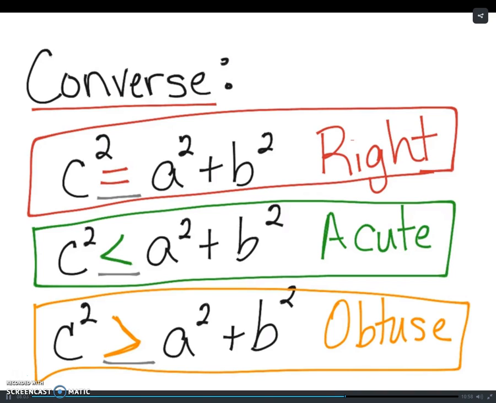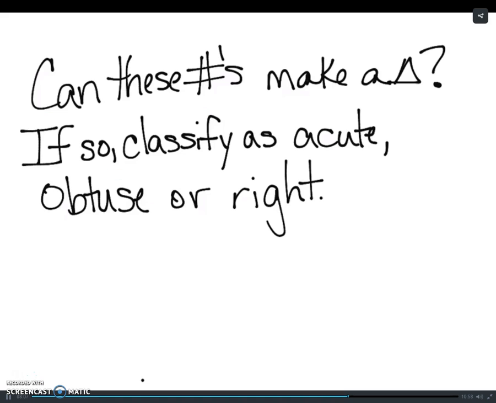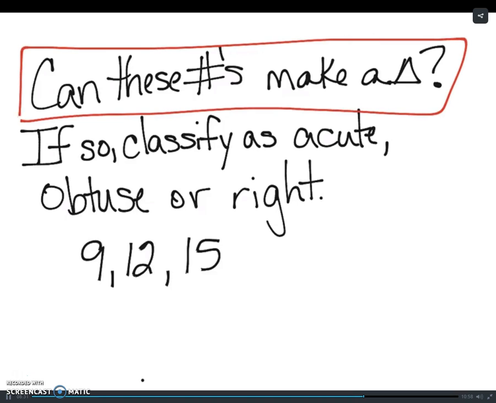So it's really important that you pay attention to what those 3 measurements are. So they might actually give you a question where they say, can these 3 numbers make a triangle? And if so, then classify this as an acute, obtuse, or right triangle. So let me go ahead and give you 3 numbers. We are going to use 9, 12, and 15. And we have 2 questions here. So let's look at the first question first. Can these make a triangle?